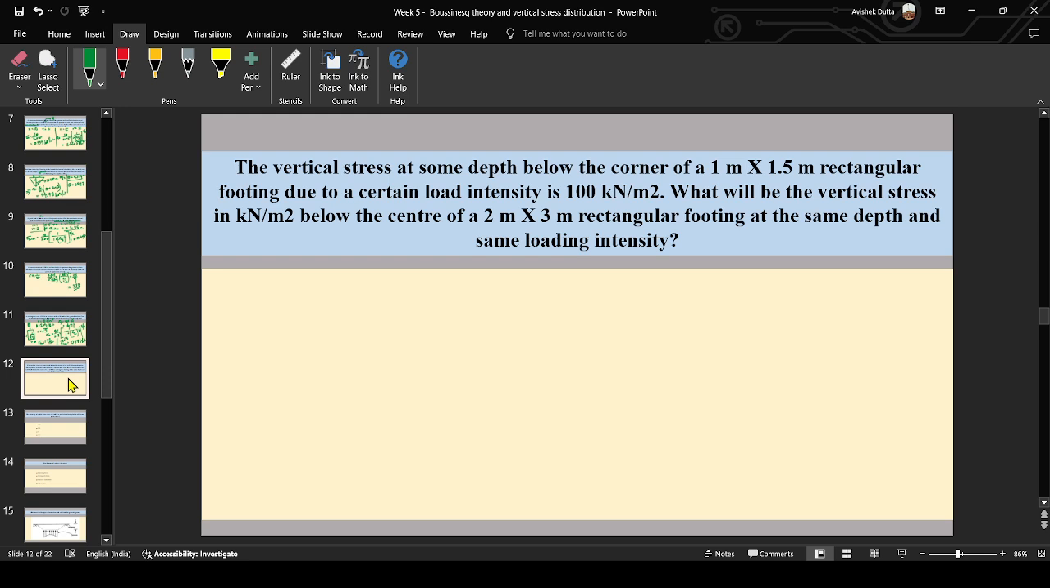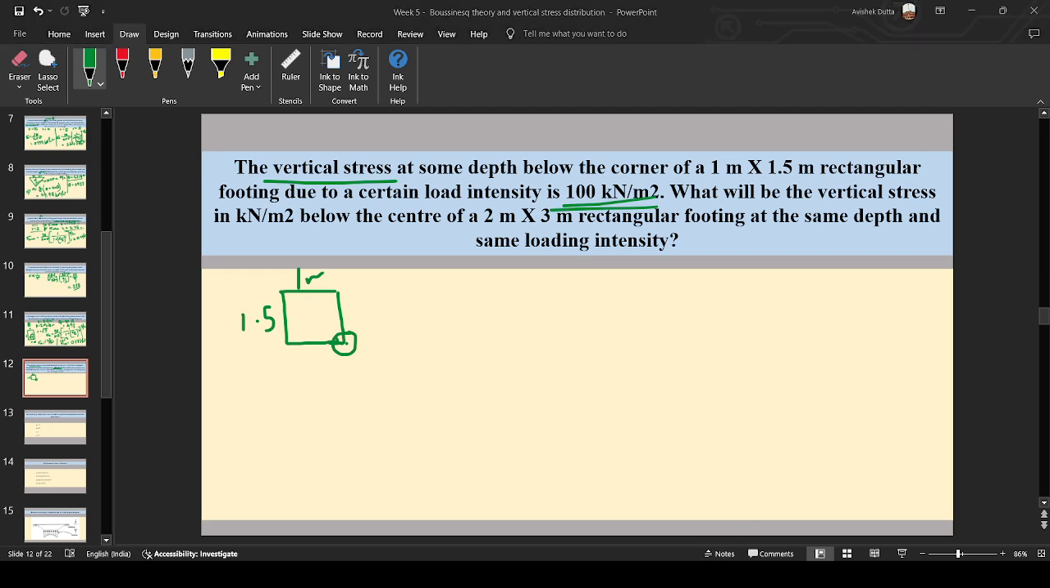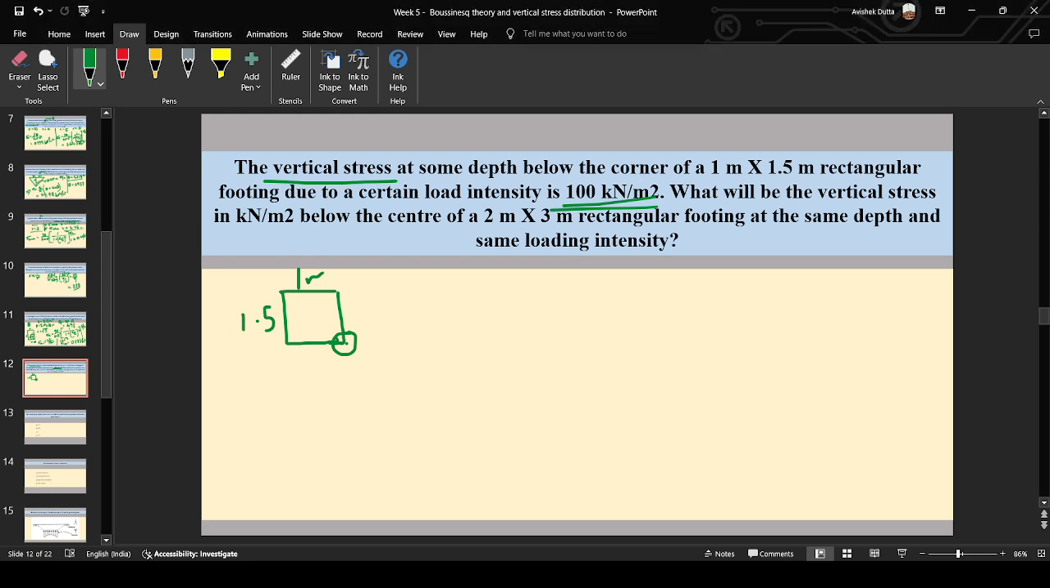The vertical stress at some depth below a corner of a 1 meter by 1.5 meter rectangle. Okay, so this is 1 meter and this is 1.5 meter. This is a rectangle, suppose. Vertical stress at the corner means at this point. At this point, the vertical stress is 100. What will be the vertical stress in kilonewton per meter square below the center of a 2 meter by 3 meter rectangular footing?